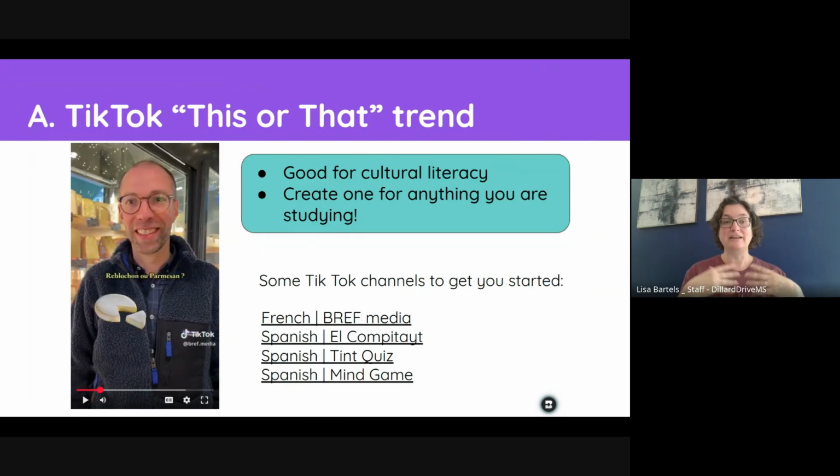But one thing that's super interesting is I think they go through about 40 different types of cheese, and the guy knew every single type just by hearing the name of it and had an opinion on it. So that's a cultural piece of information about this native French speaker and what's important to him.